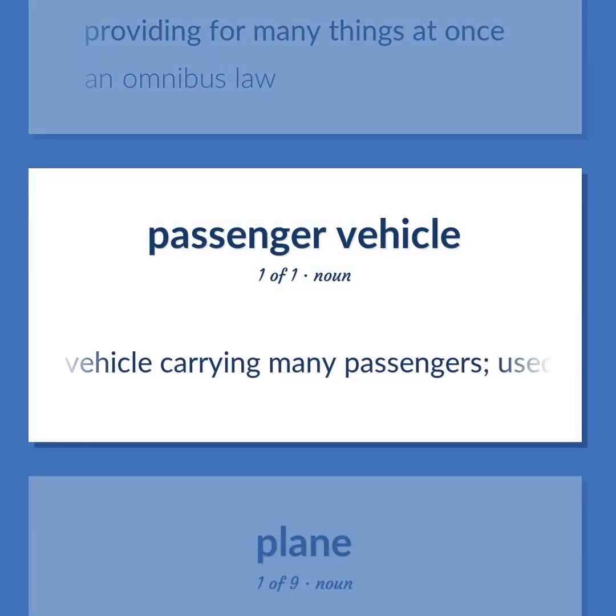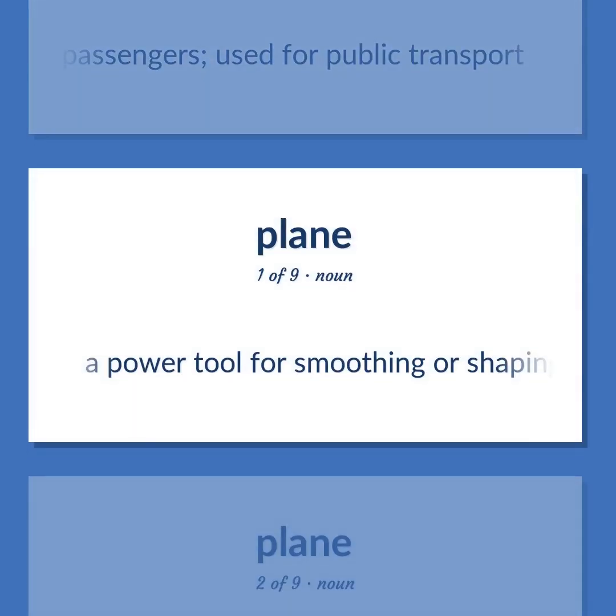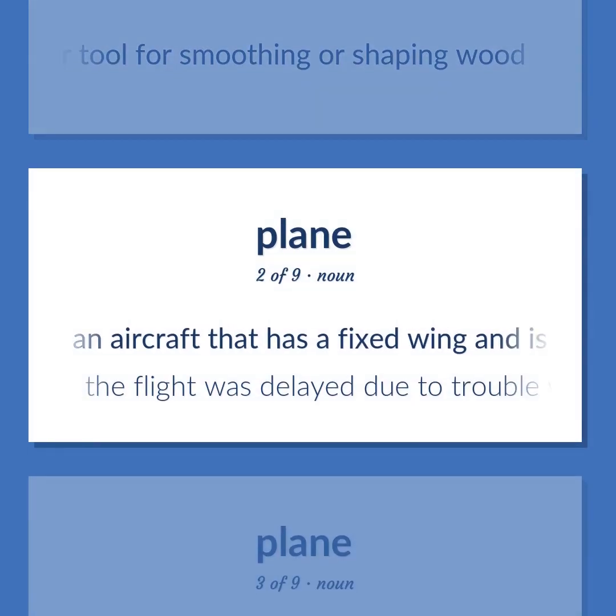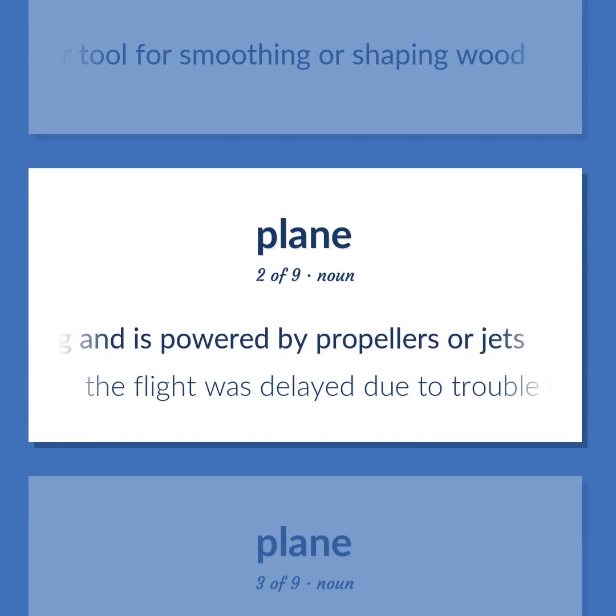A vehicle carrying many passengers, used for public transport. A power tool for smoothing or shaping wood. An aircraft that has a fixed wing and is powered by propellers or jets. The flight was delayed due to trouble with the airplane.